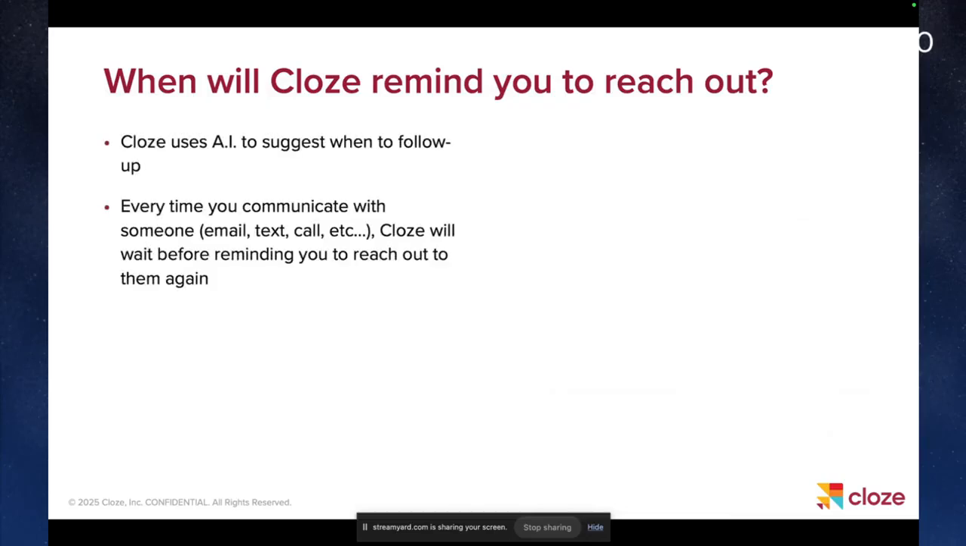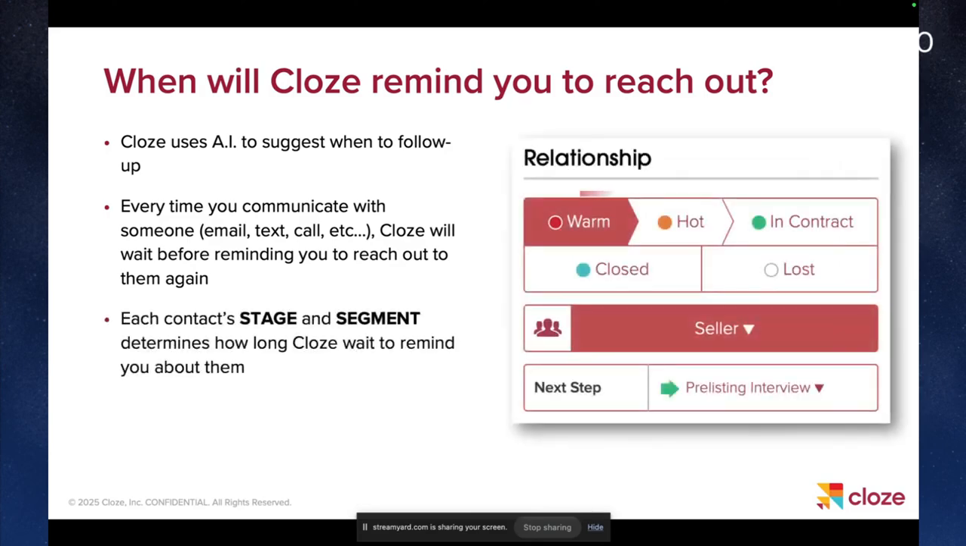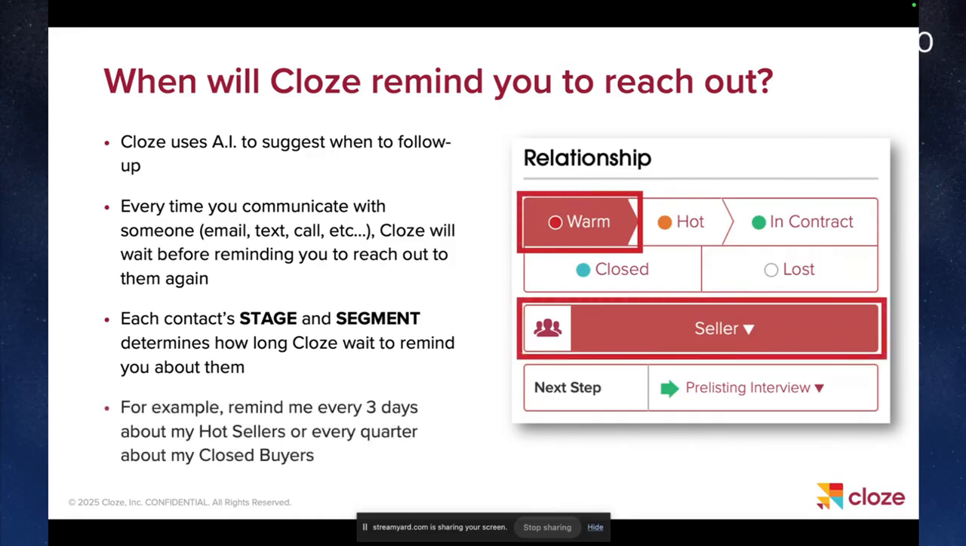So it's going to use AI to do this. It's going to analyze all that communication history, and then it's going to weight based on what it discovers for your pattern. It's also going to weight based on any settings you have set up in Cloze. And so that's a key part here.